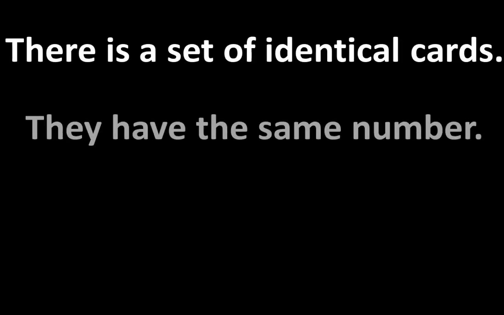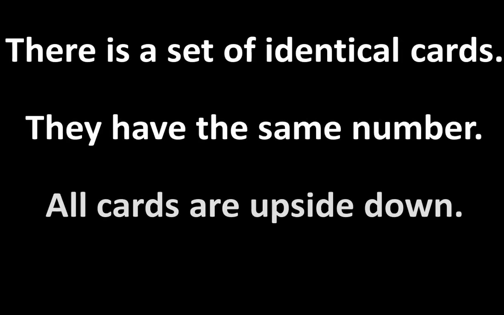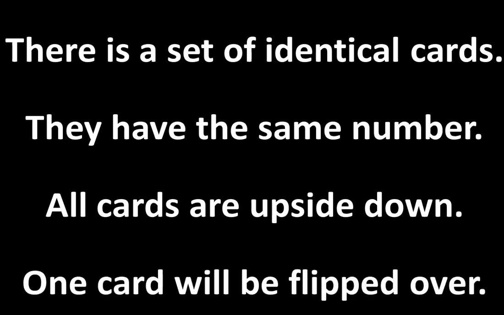And then it comes to part 3, which is called identical cards. So in this case, there is a set of identical cards. They have the same number. All cards are upside down. One card will be flipped over. And the question is, what is the total?